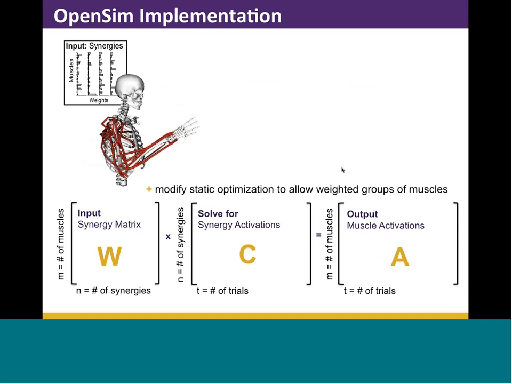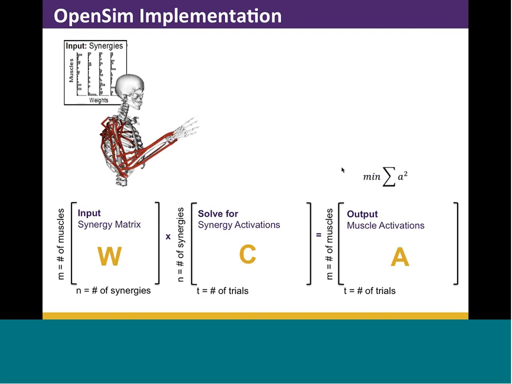And in between here, we have to solve for that set of synergy activations, given these constraints of synergies on our system and a given task that we want to perform. What are the synergy activations that can produce the desired and specified action?